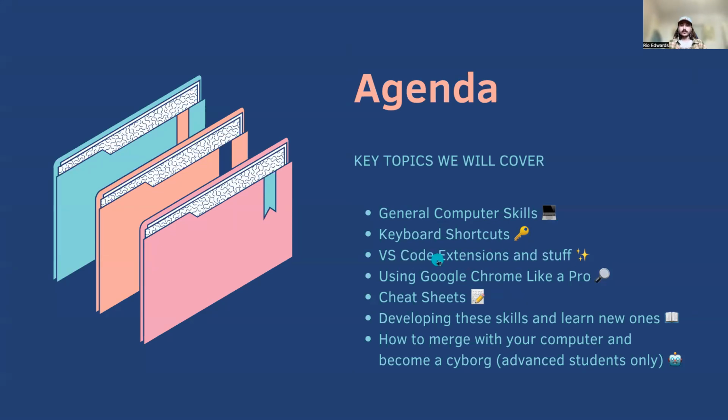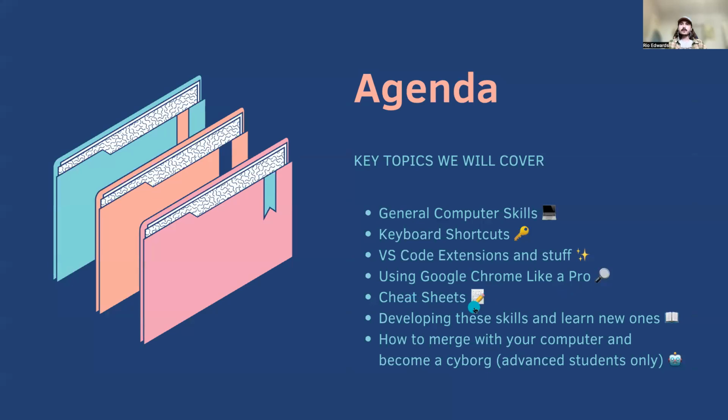And I've been using VS Code for years and I really love it. I've even made my own extension and I've made my own theme for it. So I'm pretty familiar with the tool, and I'm just going to talk about a couple of my favorite features of it. I'm going to talk about Google Chrome. I use Google Chrome all the time, and yeah, I have some tips for it.